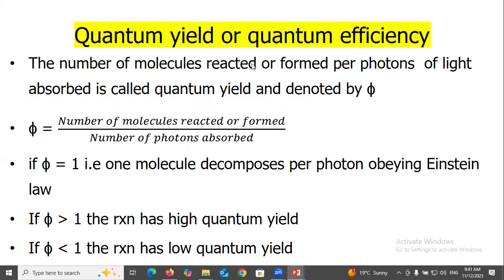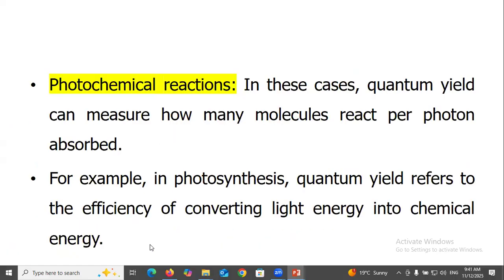Quantum yield or quantum efficiency: the number of molecules reacted or formed per photon of light absorbed is called quantum yield and is denoted by phi. Phi equals the number of molecules reacted or formed over the number of photons absorbed. If phi equals 1, that is, one molecule is decomposed per photon, it obeys the Einstein law. If phi is greater than 1, the reaction has a high quantum yield. If phi is less than 1, the reaction has a low quantum yield.